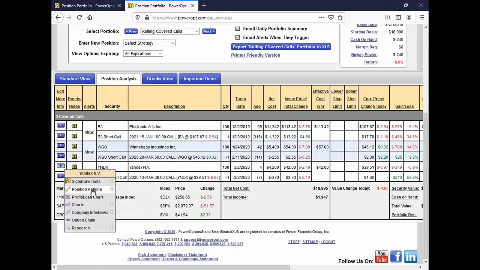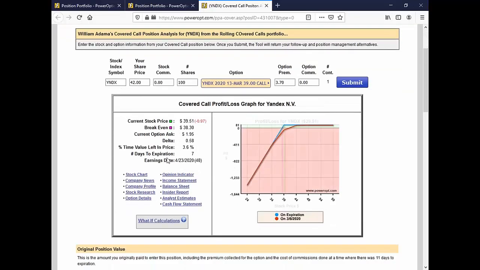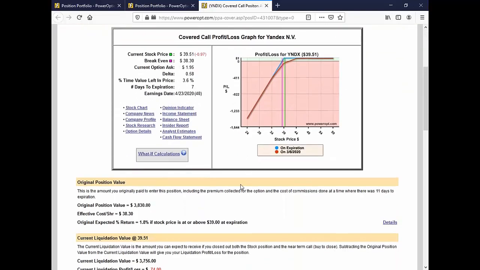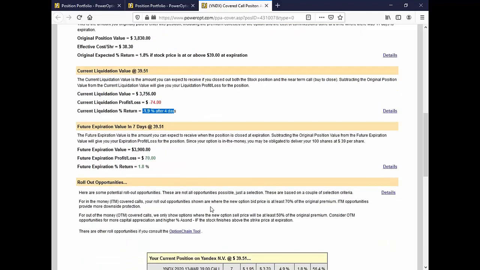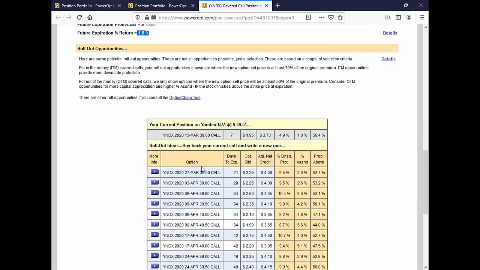We're at a loss right now because the position has declined. We're still going to go to position actions and then position analysis. Gained on the short call naturally as the stock fell. Well, actually, we're not looking too bad, but we're a little bit underwater, 1.9% after 4 days. If the stock stays where it is in 7 days, we'll have the return of 1.8%.